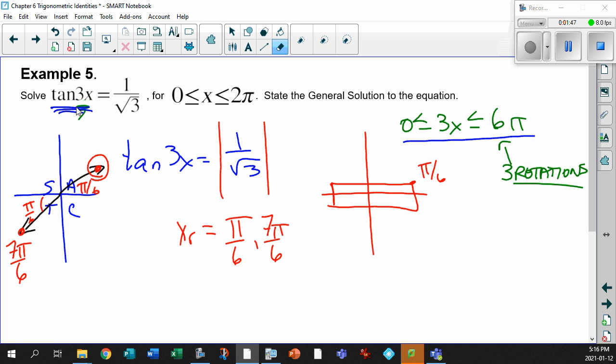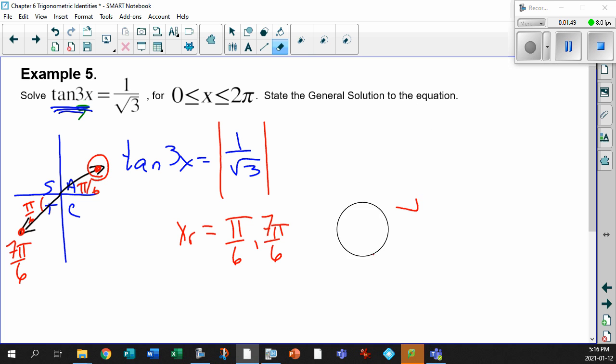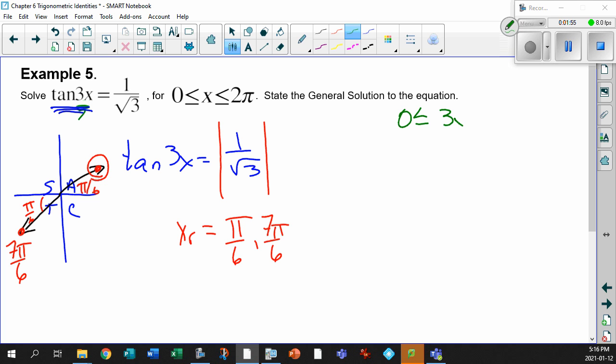Beautiful. Now, let's figure out the rotations. Okay, so here's where the fun starts, right? We need it for 3 rotations because remember what our domain was. Our domain was for 6 pi. 3 rotations. Okay, so let's figure it out. So the first rotation, we've got our pi over 6 and our 7 pi over 6. All I have to do now for each rotation after that is to each one of these values, this one and this one, add 2 pi.